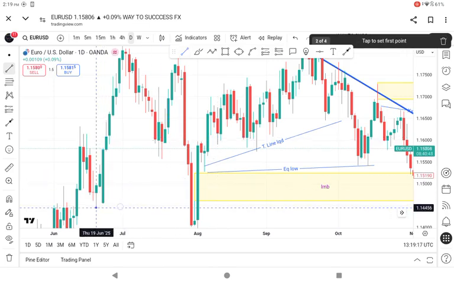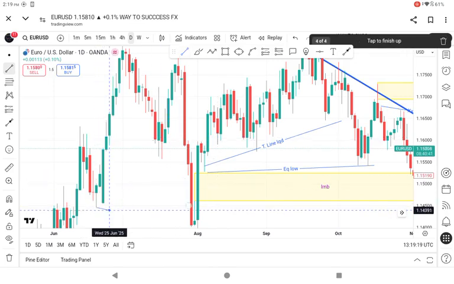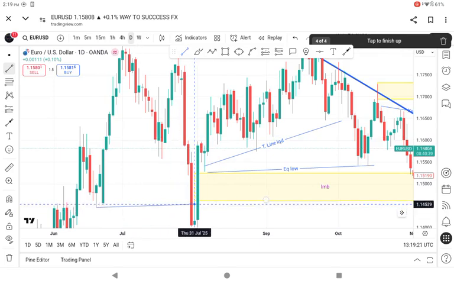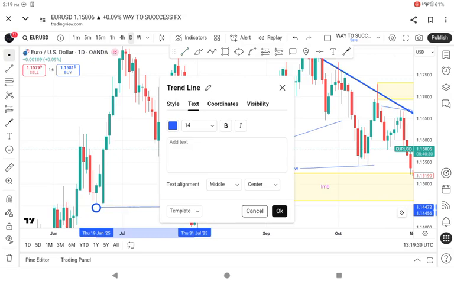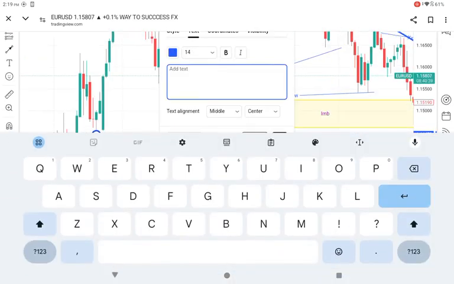Price took out this internal low here. And if you haven't watched my video on structure mapping, you need to watch it. It will really help you to understand what I'm talking about here. So that level is my inducement level idea.